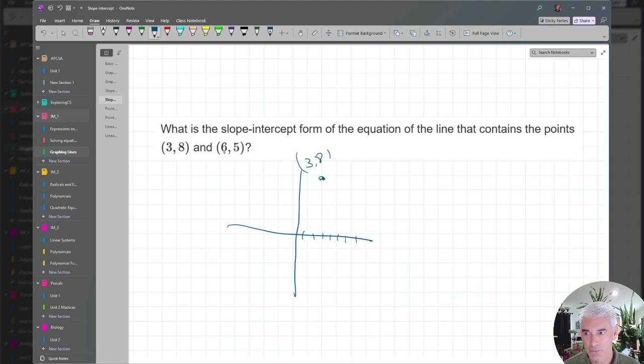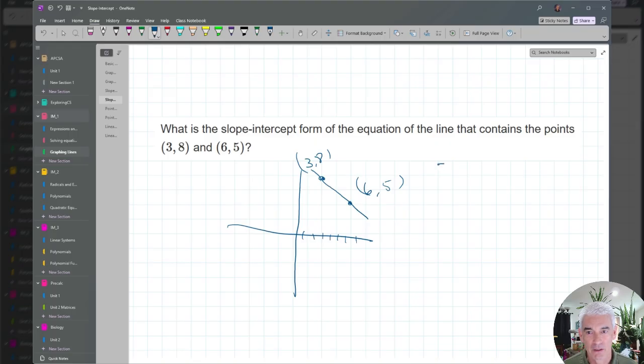That's the coordinate, the first point. Then 6, 5. So somewhere around here, like 6, 5. I know it's going down, so I know it's again a negative slope. I should have picked some positive slopes in this, but anyway. So this is the line we're talking about.